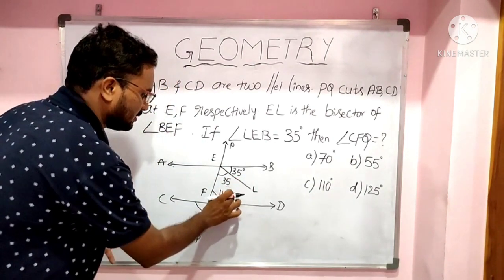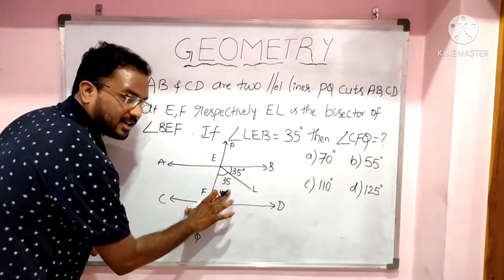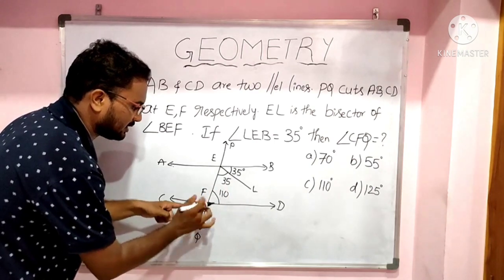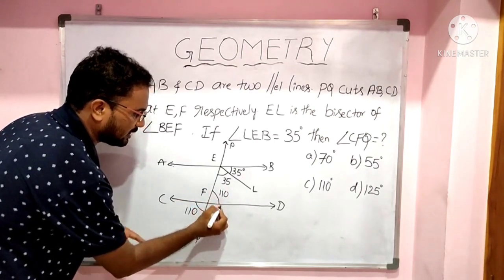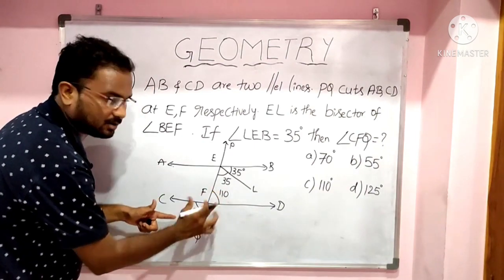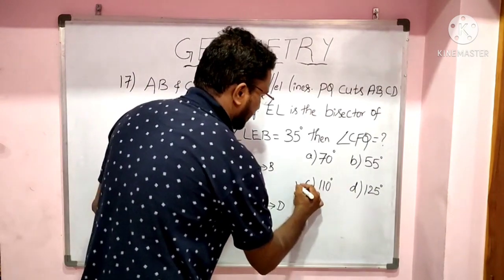Okay. If this is 110, this should be equal to 110, because these two are vertically opposite angles. These two lines intersect at this point, then these two angles are vertically opposite angles. Vertically opposite angles are always equal. So angle CFQ equal to 110 degrees.